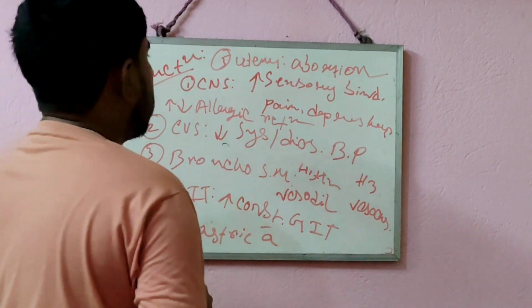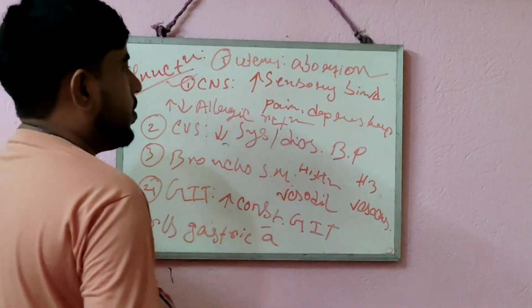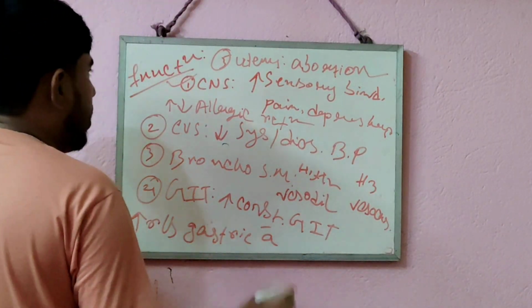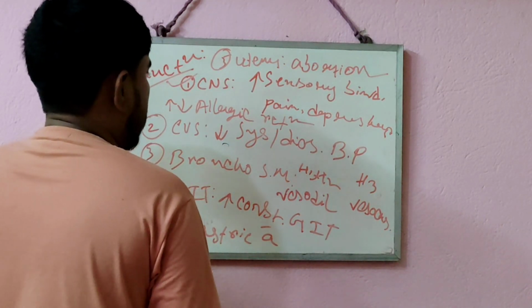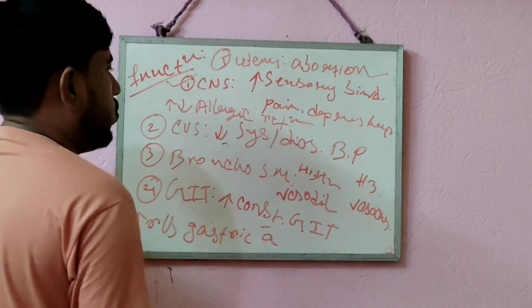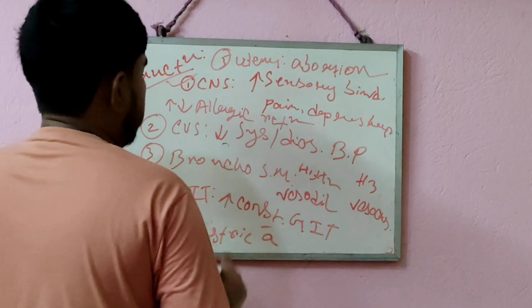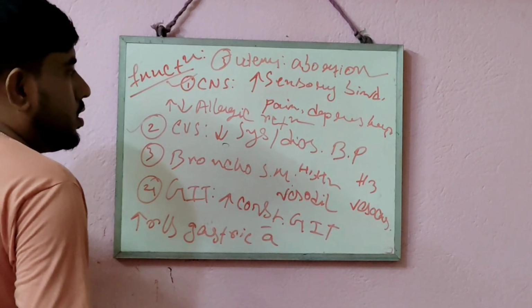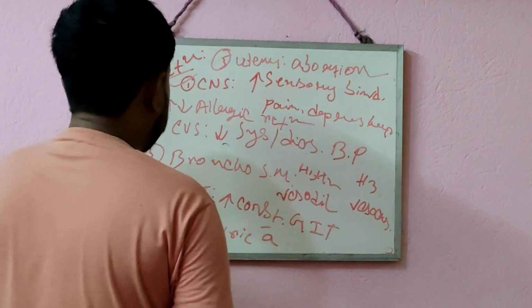So what are the general functions of histamine that I have discussed? In the CNS, it increases sensory binding and promotes emotional sensations like pain, depression, happiness, etc. The most important function is that it fights against the allergen and creates a hypersensitivity reaction to indicate to the body that something is going wrong. That is also done by histamine. Third, in the CVS, histamine decreases the systolic and diastolic blood pressure. In short, in the CVS, histamine decreases blood pressure.